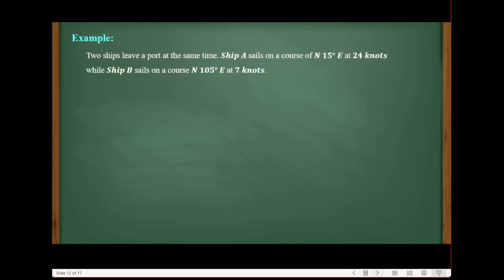Next. Let us have some example. Now, 2 ships leave a port at the same time. Ship A sails on a course of 15 degrees east of north at 24 knots. When you say knots, it is the word that is shortened for nautical miles. Now, ship B sails on a course of 105 degrees east of north at 7 knots or 7 nautical miles.